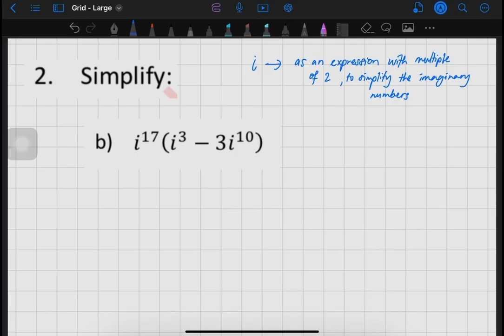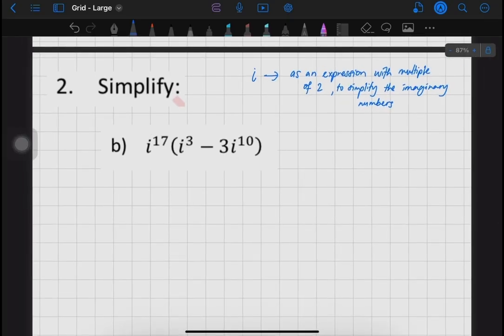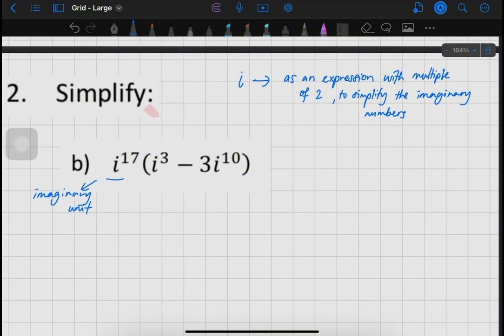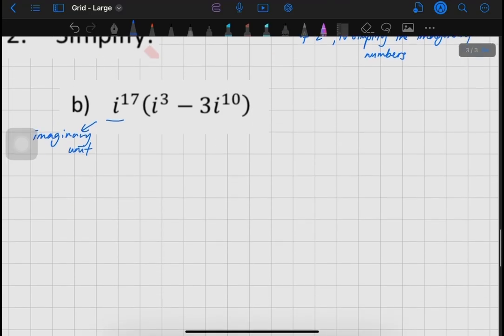Okay, next question is question number 2b. Simplify it. As we know, i is the imaginary unit. This question asks us to simplify this expression using multiples of 2 to simplify the imaginary numbers. So for this i to the power of 17, we need to simplify it to the simplest form.